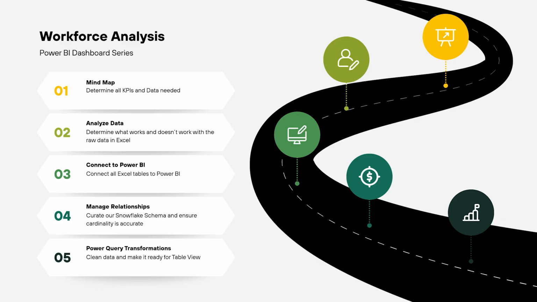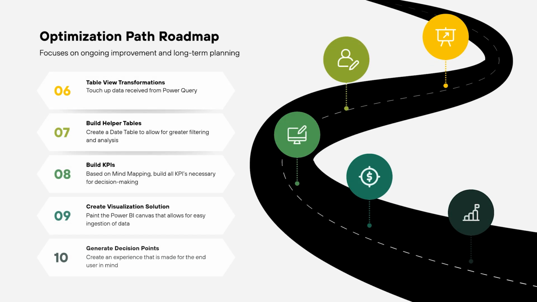Then we'll dive into Power Query, ETL, clean and shape, transform all data as necessary. We'll go into table view transformations. We'll validate our columns, adjust any columns we have there as well, or curate new ones. We'll build any additional helper tables. We'll then build measures for hires, for losses, for net composition.